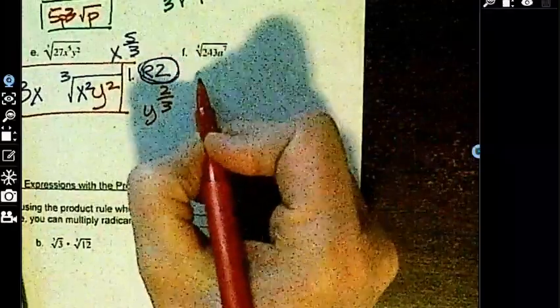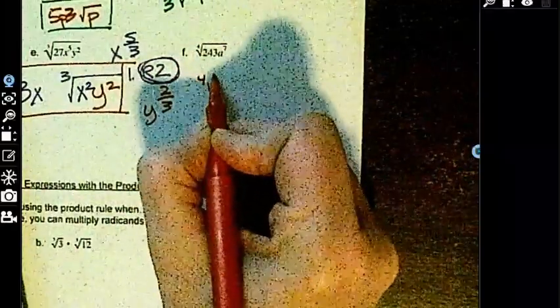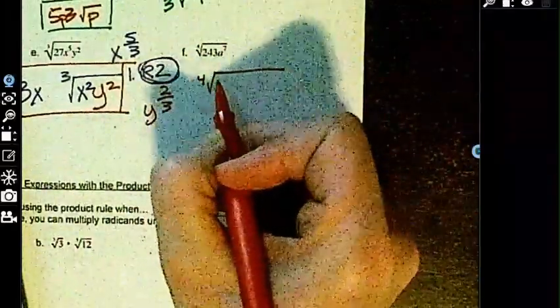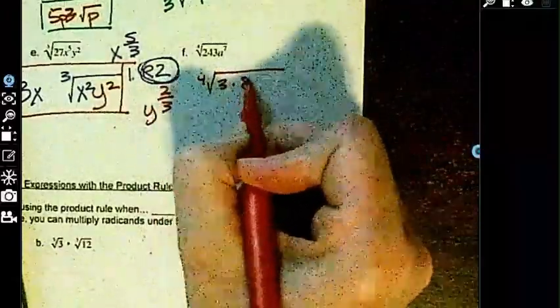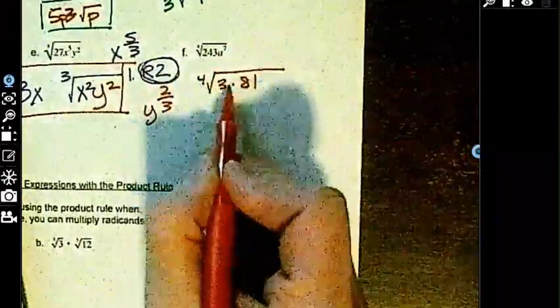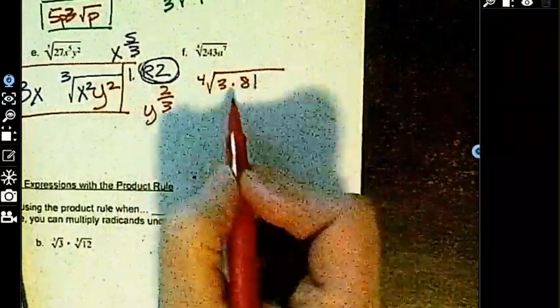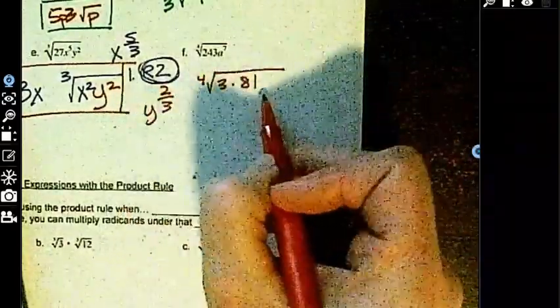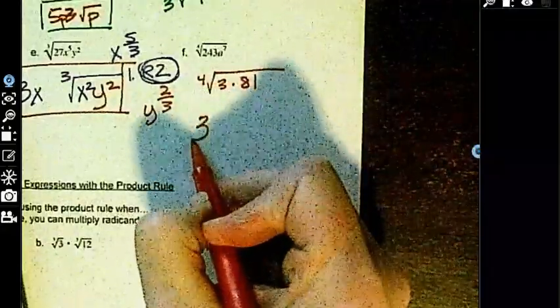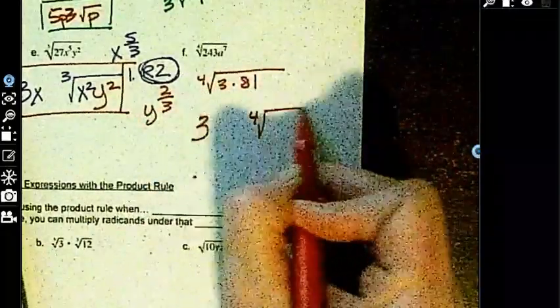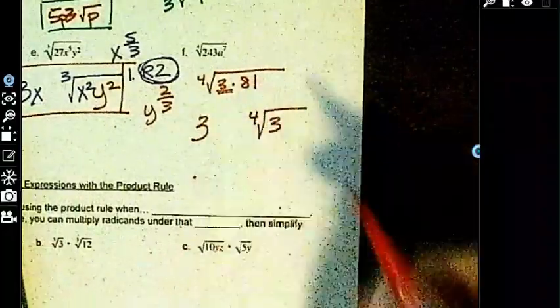Okay. So I can take the fourth root and break it up into 3 times 81. And I can't take the fourth root of 3, but I can take the fourth root of 81. That is 3. So 3 can come out. But under the fourth root, I have to leave the 3.